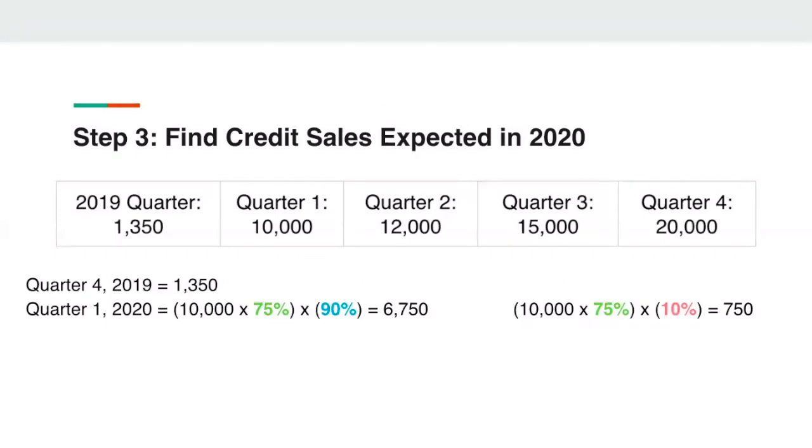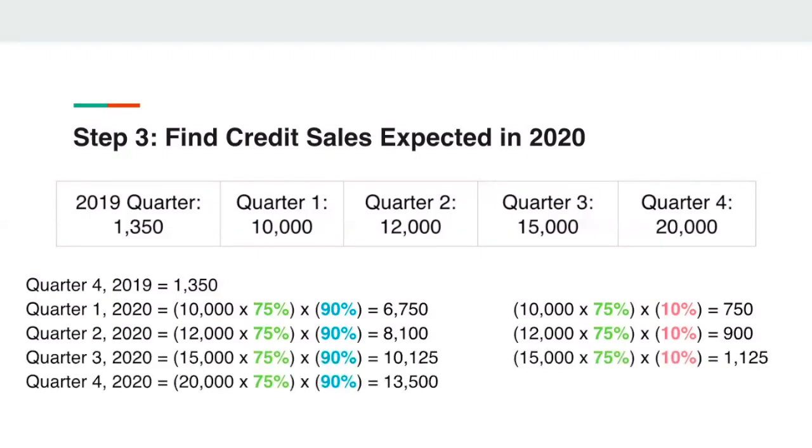We need to do two calculations, one for during quarter and one for following quarter. Do not forget to first multiply the 75% so you can get the credit portion out of that quarter's revenue, and then multiply by either 90% or 10%. Pause the video to give yourself time to find quarter 2, 3, and 4's amount before I reveal the answers. These are the following amounts for quarter 2, 3, and 4's credit during month and following month.